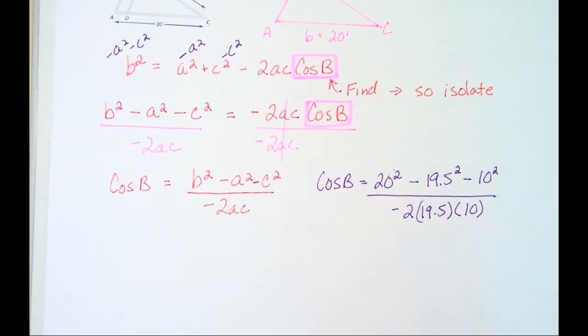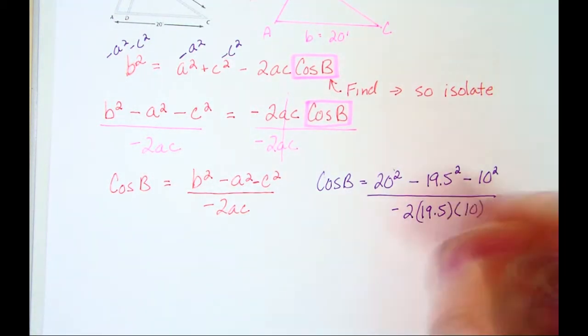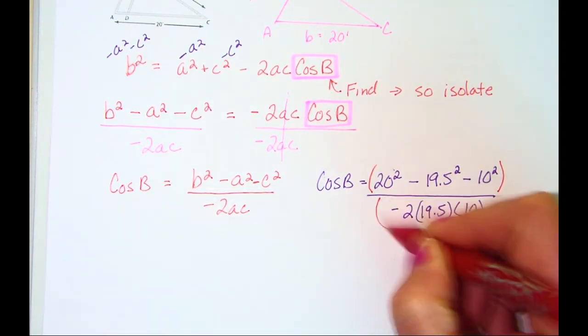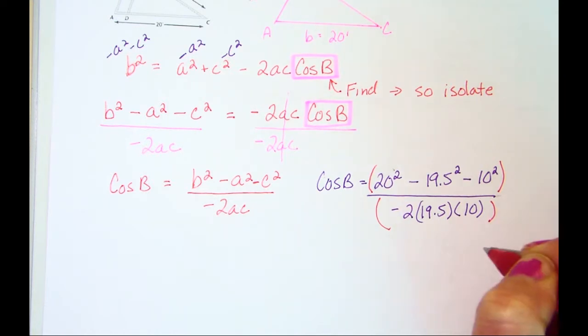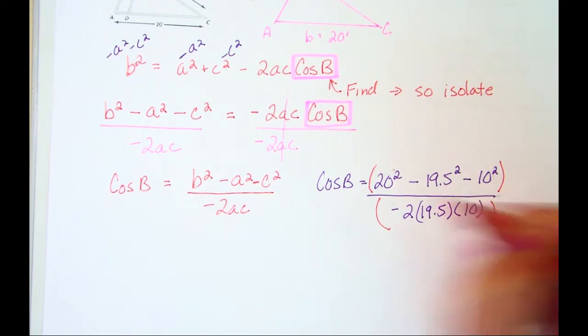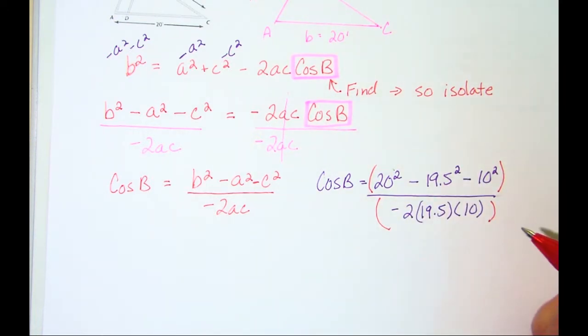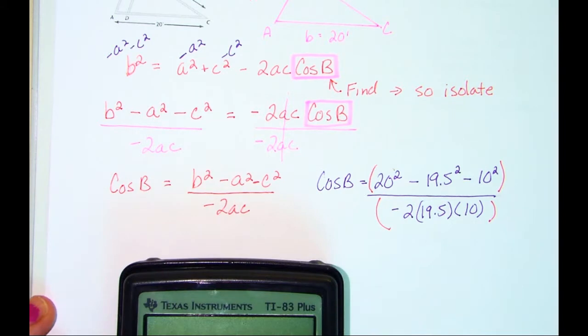Just do the math. Remembering though, if you want to do that in one step, you'll have to put brackets. So you divide the whole top by the whole bottom. Or you can just find the top number, find the bottom number, and then divide. Fewer mistakes are made if you do it that way. So we'll do it that way. So just find the top number.